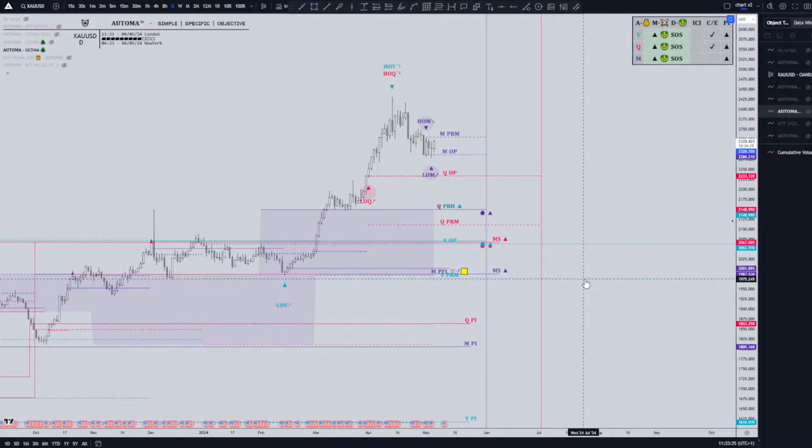So yeah, hope this helps. This will be the basic guidelines regarding the market structure liquidity levels, and a bit of a look into accumulation, manipulation, distribution.